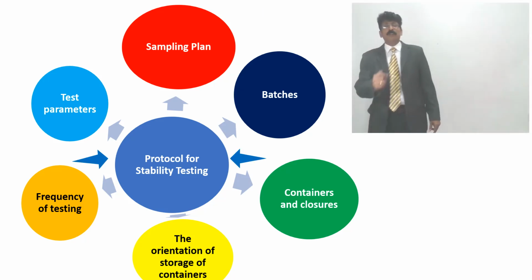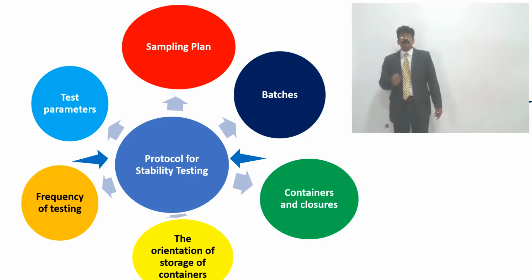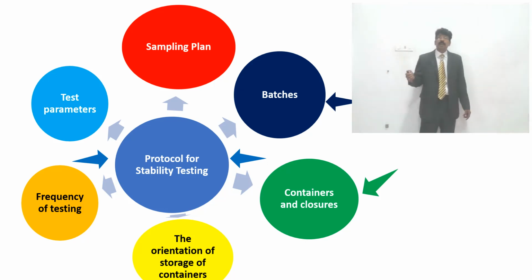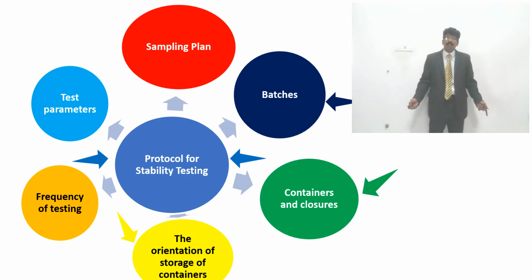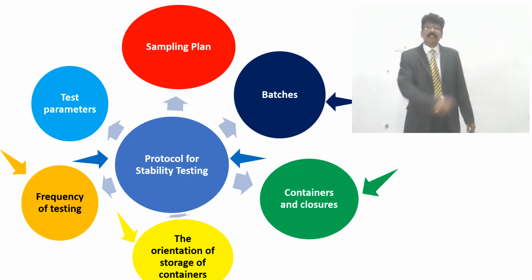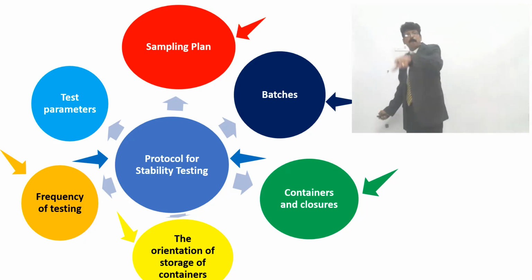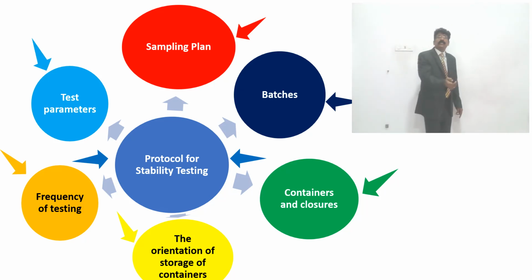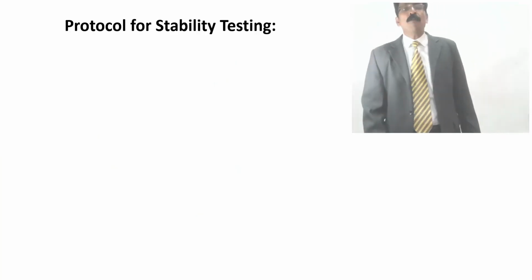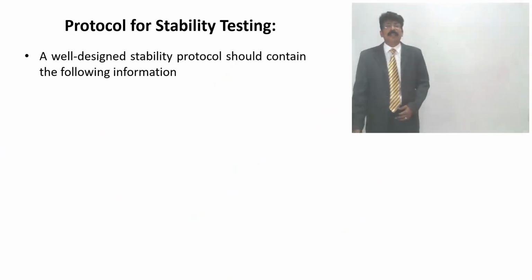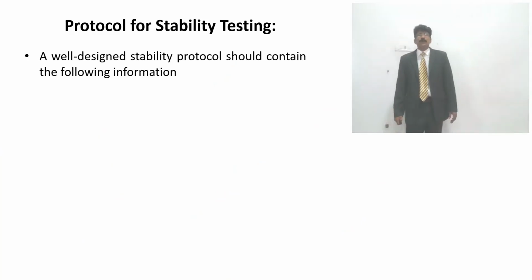First you have to remember again, protocol for stability testing: batches. We are going to discuss batches, containers and closures, the orientation of the storage of containers, the frequency of testing, and the sample plan. And finally, we will come to the test parameters. What are the various parameters we come across? Now, a well-designed stability protocol should contain the following things.